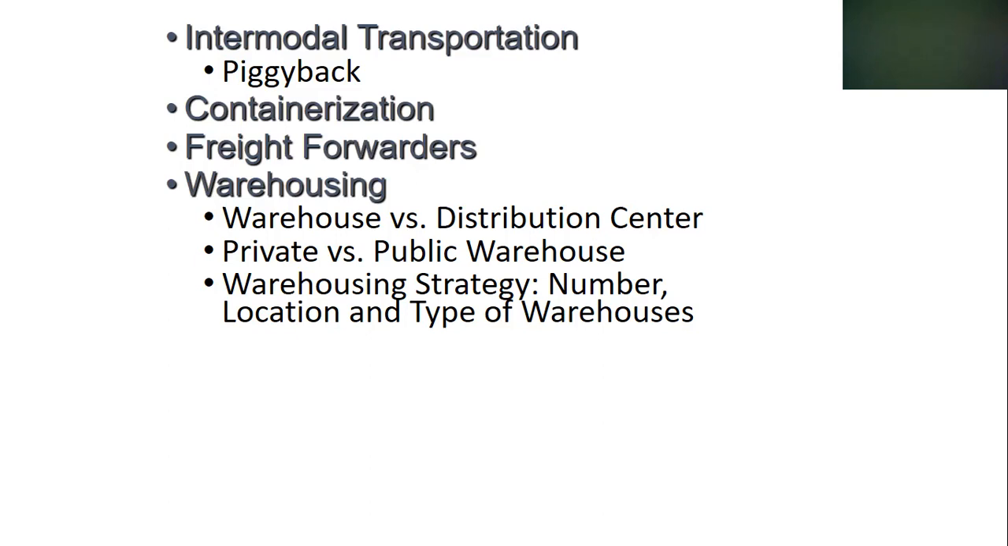So intermodal transportation we have seen. Container: what type of container we have to use. Freight forwarder means freight which comes as shipment, how you forward it to the manufacturer. The manufacturer will convert it into finished goods and send it to the distributor, wholesaler, and retailer. So we have to analyze all these things.